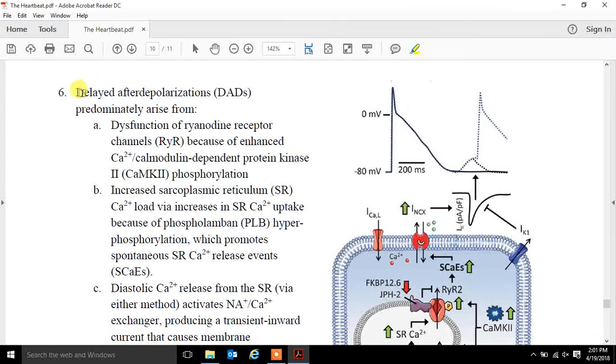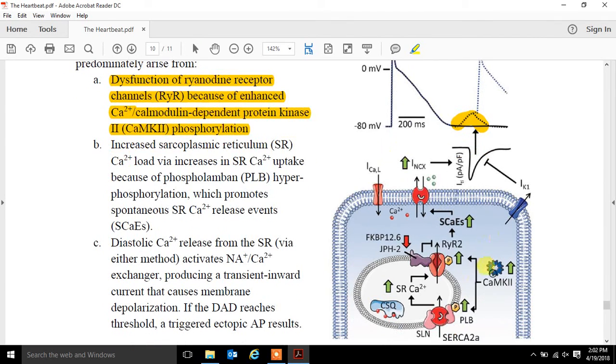The DADs primarily arise from dysfunction of ryanodine receptors because of things like enhanced calcium calmodulin dependent protein kinases. So if we look here, this is our normal action potential, spike, repolarization, a little bit of plateau and back down, and here's our DAD. We get this increase in CaM kinase 2. That's going to increase phosphorylation of our ryanodine receptor, and therefore we're going to get a little bit of calcium out.